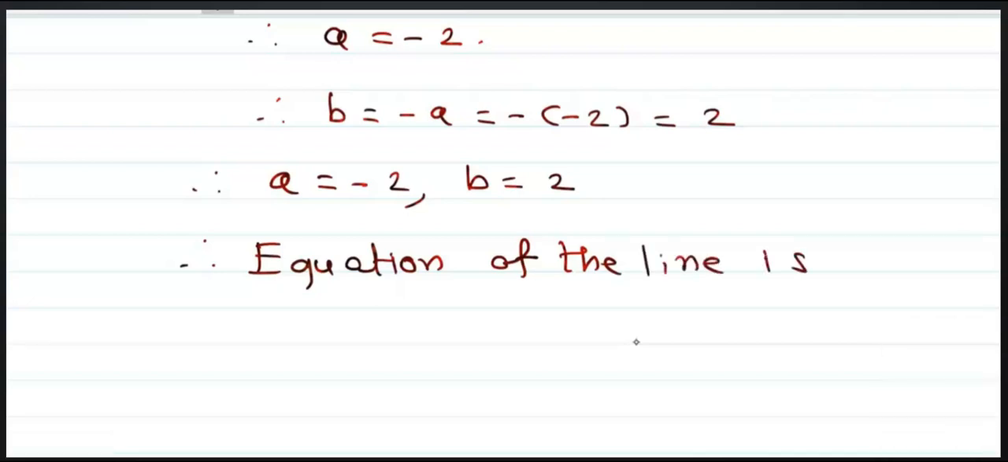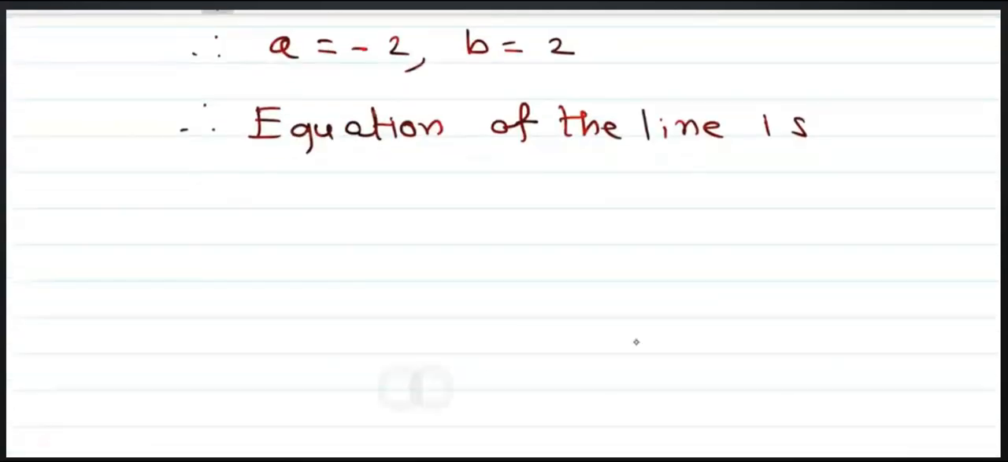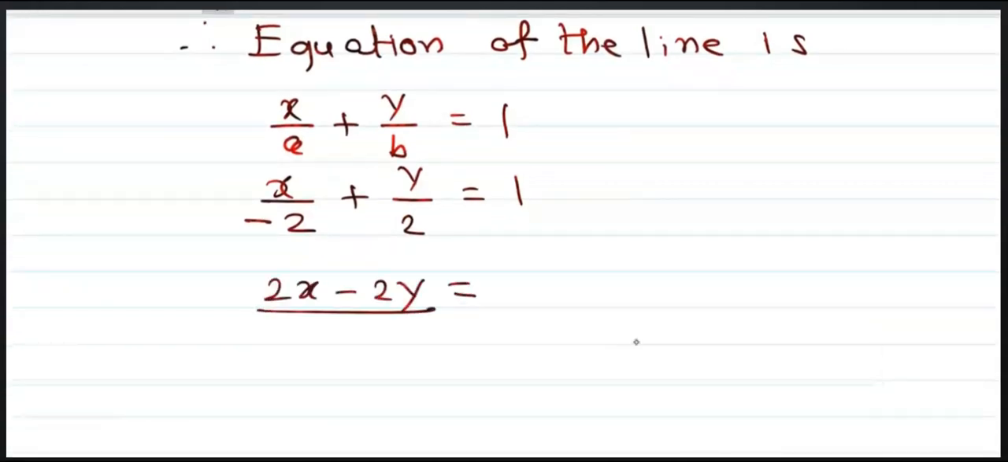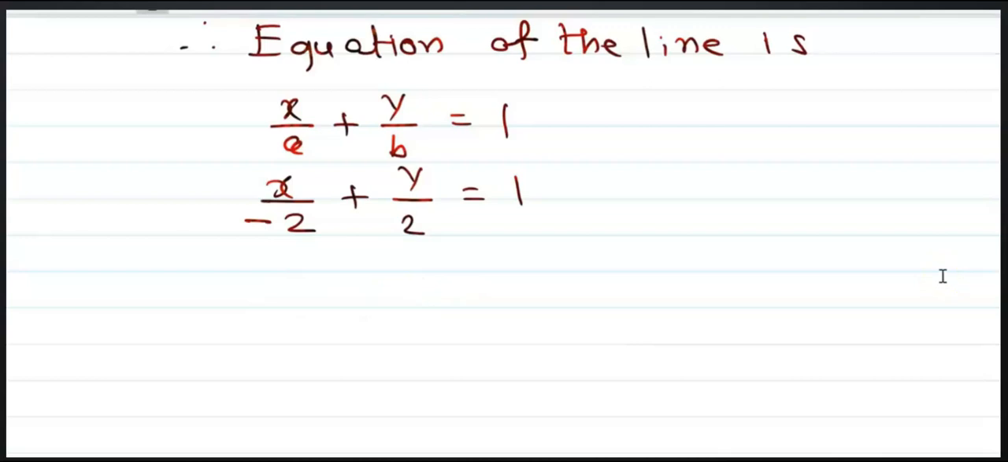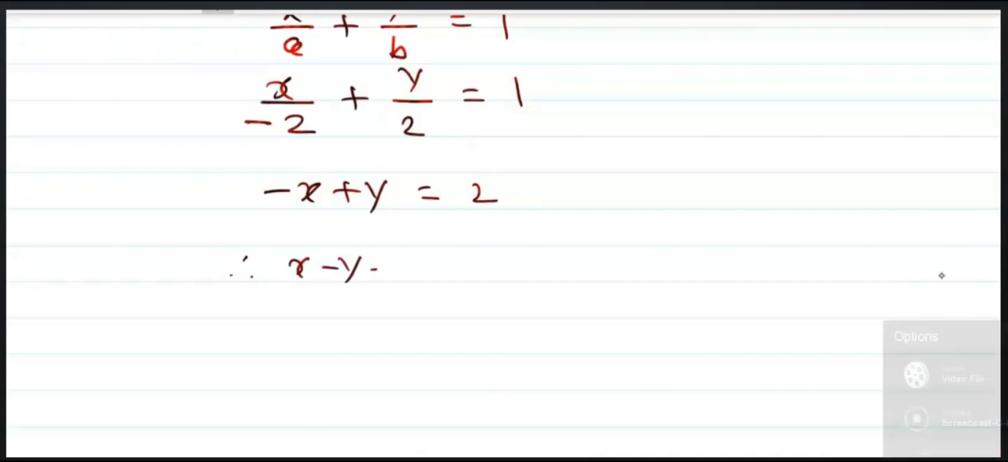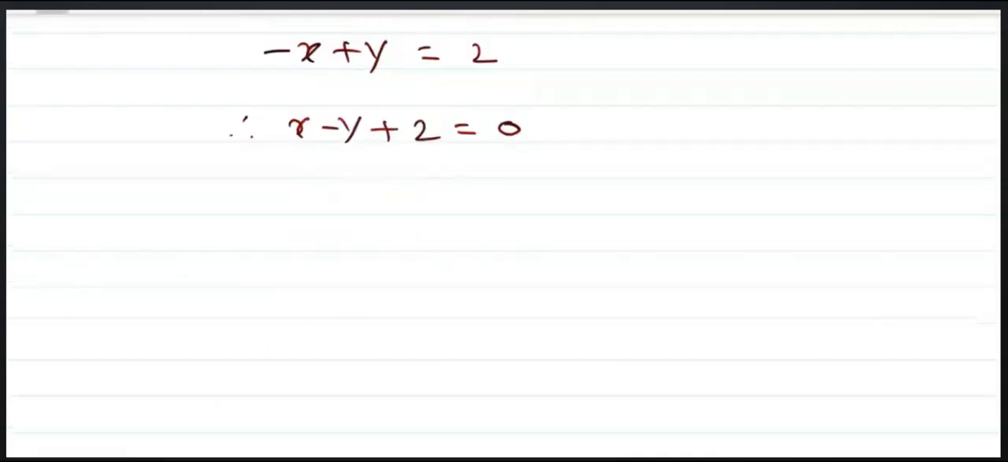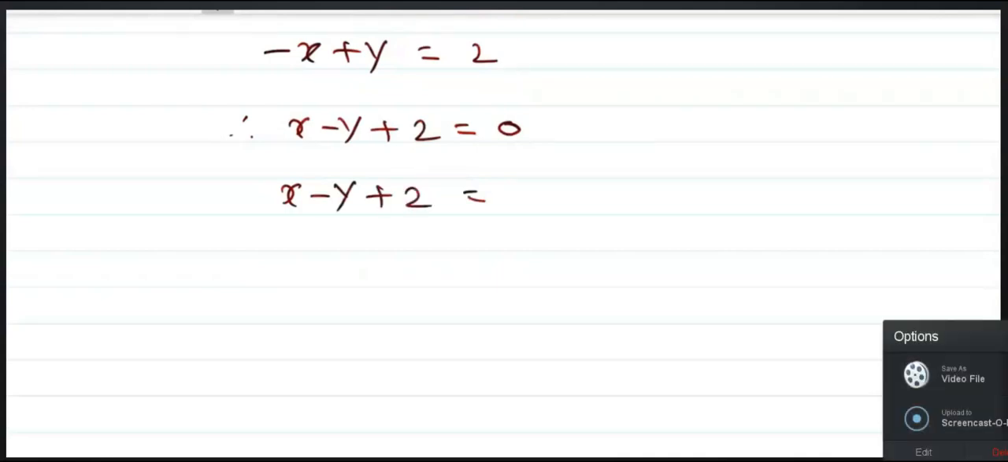Therefore, the equation of the line is x upon a plus y upon b is equal to 1. Put a is equal to minus 2 and b is equal to 2. Therefore, the equation of the line is, multiply on both sides by 2, then you will get minus x plus y is equal to 2. Therefore, x minus y plus 2 is equal to 0.